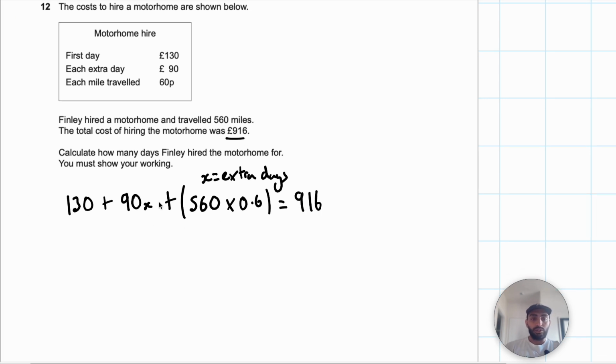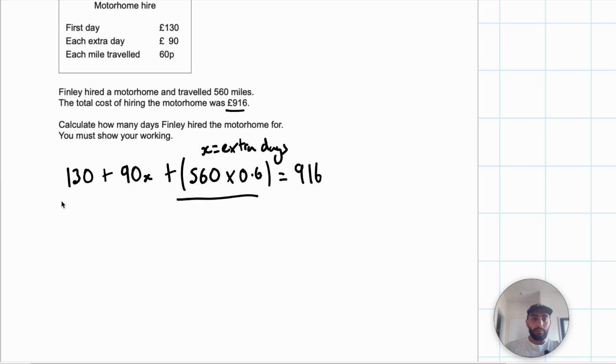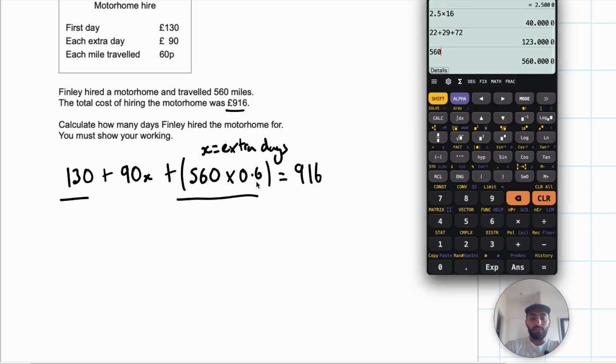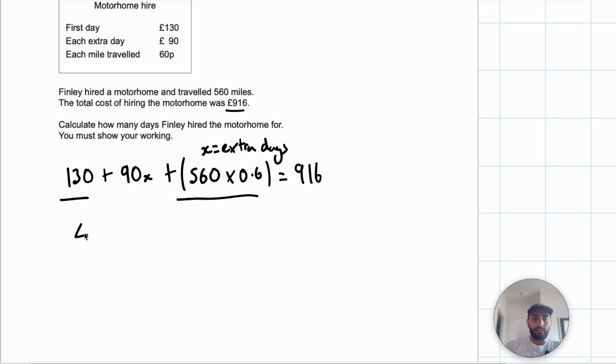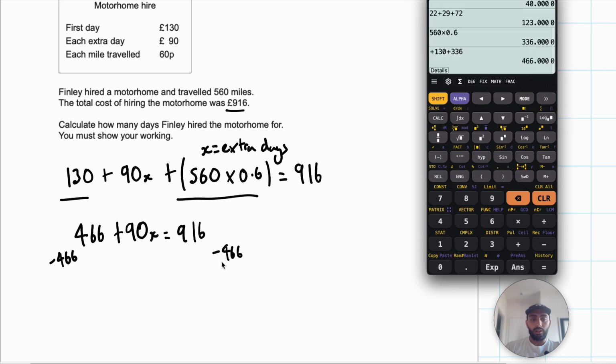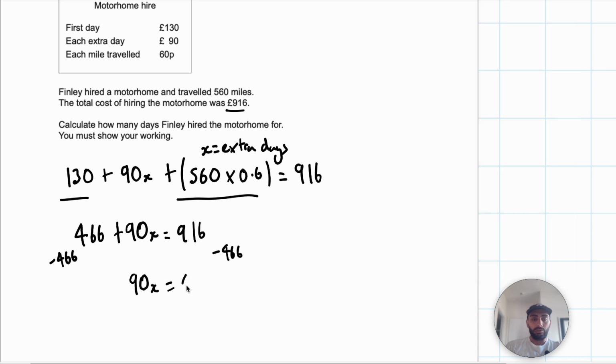All we need to do now is solve this equation. So I'm going to clean this up. I've got 560 times 0.6, 336, and then add that to 130. That gives me 466. So 466, that's that bit and that bit completed, plus 90x is equal to 916. Let's take away this 466 from both sides. So 916, take away 466, which gives me 450. 90x is equal to 450.